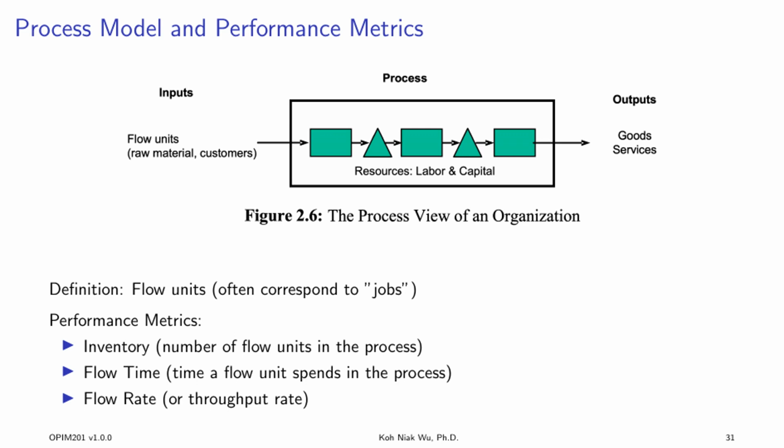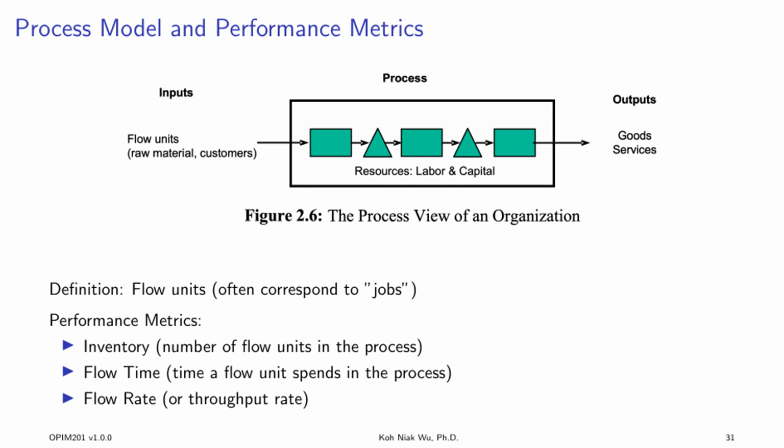In OM, grasping the process model is essential for understanding how organizations function. Imagine a factory or service center where raw materials or customers enter the system. These are our inputs, the starting point of any operation. As these inputs move through the system, they undergo transformation. This is the process phase, where resources like labor and capital come into play. Here, the magic happens. Inputs are converted into finished goods or services.